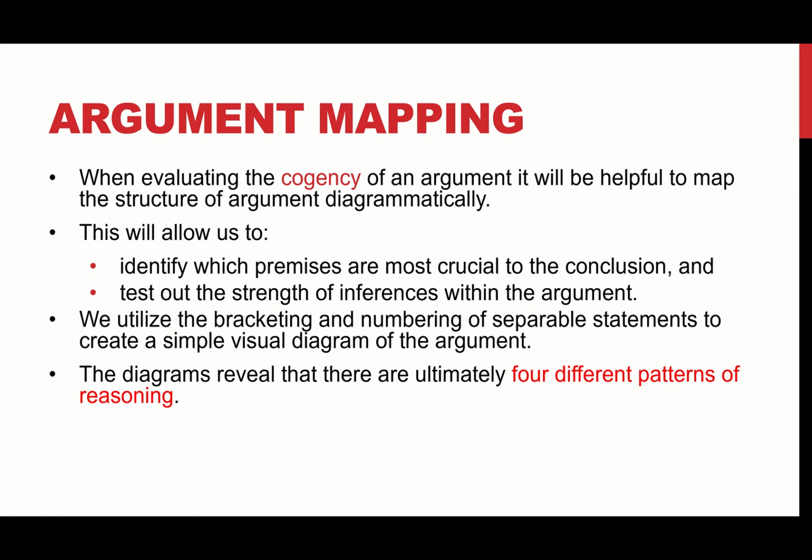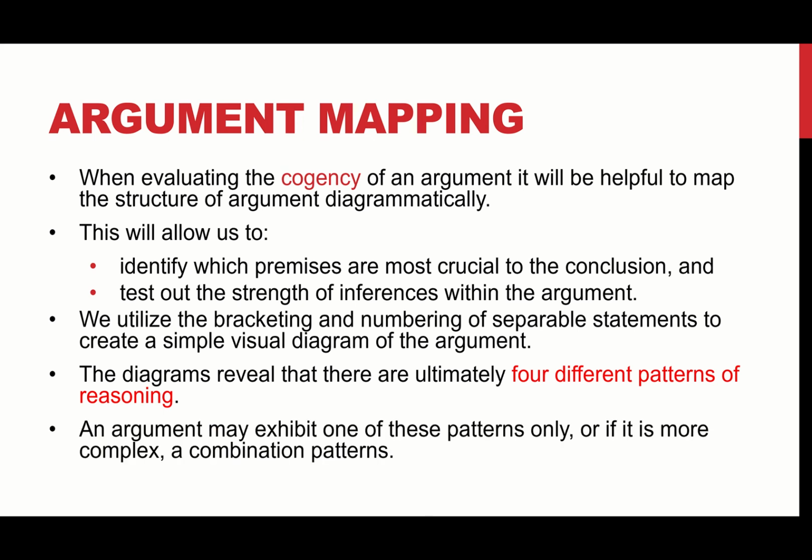Something cool that we learn from looking at argument maps is there's actually only 4 different types of reasoning. There's only 4 different types of argument maps. 4 basic Lego bricks, if you like, of argument maps that exist. So once you've learned these 4, that's it. There's no more advanced ones. All other arguments are some combination of these 4 basic types.